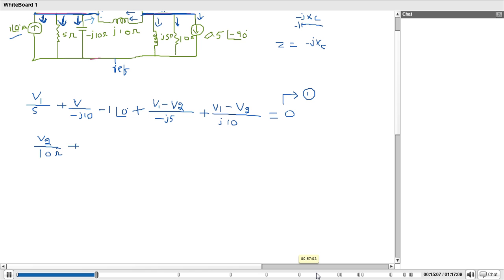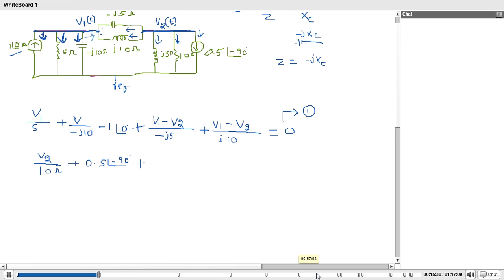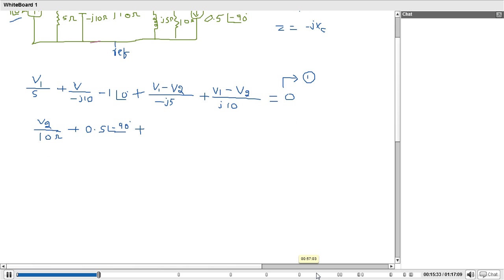Whatever direction I assume and the 0.5 at an angle minus 90 current are both in the same direction, so that's why plus. So 0.5 at an angle of minus 90 degrees, plus, and two terms are over, then V2 by J5, the current flowing through the J5 ohm inductor. So V2 by J5.